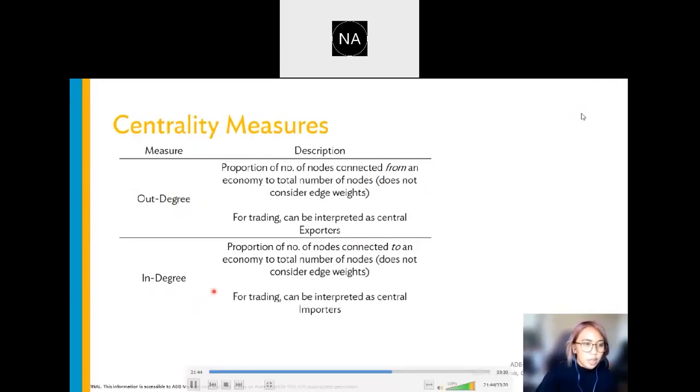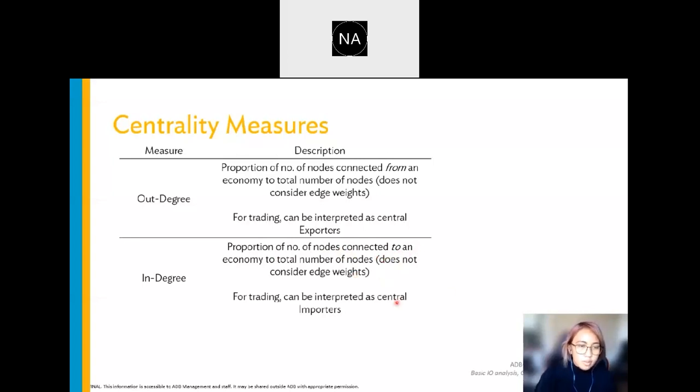Before we show you the network chart, I'm gonna first discuss with you two additional centrality measures. First one is out degree and the second one is in degree. Now this is quite similar with the earlier measure, except that these measures are not weighted by the value of the connection. So to compute the out degree, we just need to count the number of nodes connected from an economy to the total number of nodes. So that an economy that is trading a lot or connected to a lot of economies will have high degree measure.